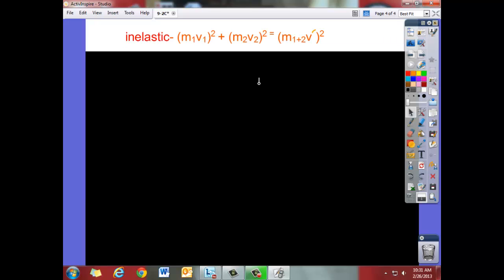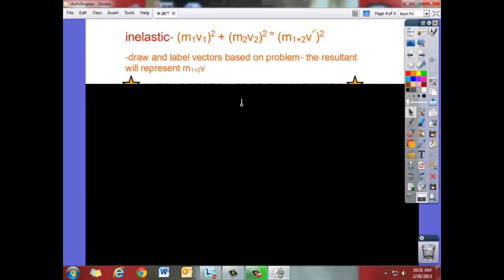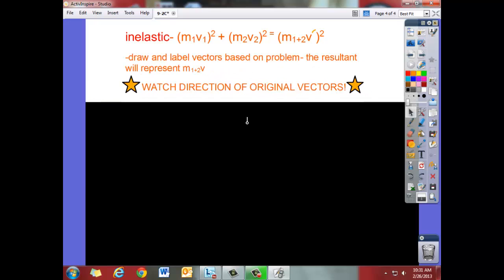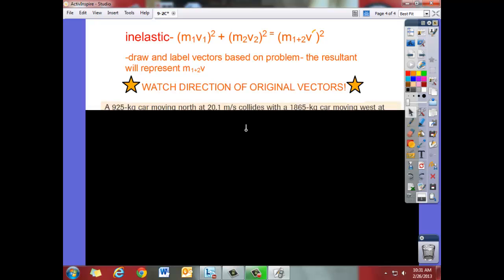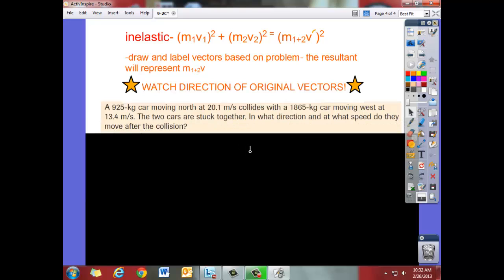The second example would be for an inelastic, same conservation equation. The total momentum before equals the total momentum after, but they're stuck together, so I have a combined mass and a velocity. In these problems, it is very important to watch the direction of the original vectors. It could tell you some are going east and north, or south and west, or south and east, or west and north. So make sure that you read the problem and draw the vectors accordingly, tip to tail.